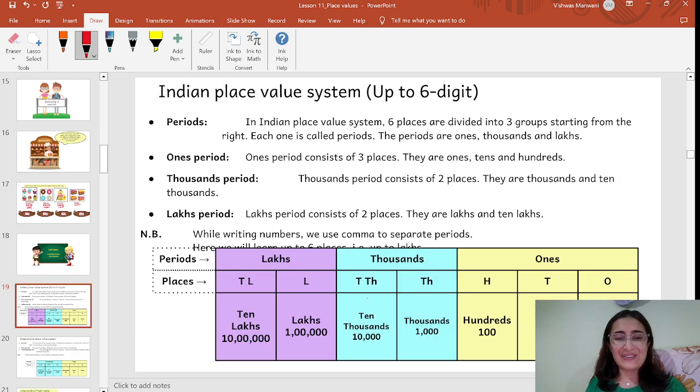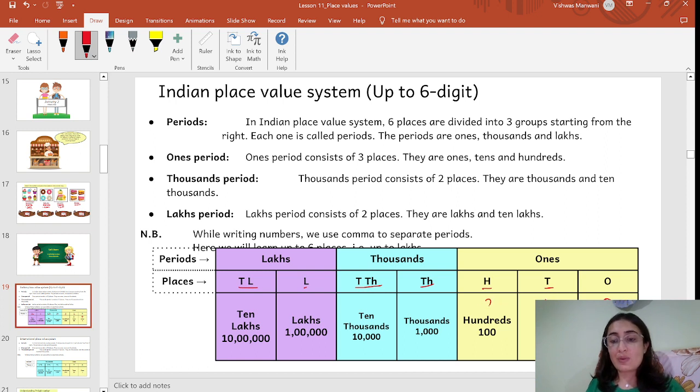Okay, let's continue. Now we will study the numbers till lakhs. As we have already discussed, first comes ones, then tens, then hundreds, and then thousands. After thousands, we have 10,000s, then we have lakhs, and finally 10 lakhs. As you know, in ones, the number of zeros is 0. Basically, there are no zeros. In tens, we have 1 zero.